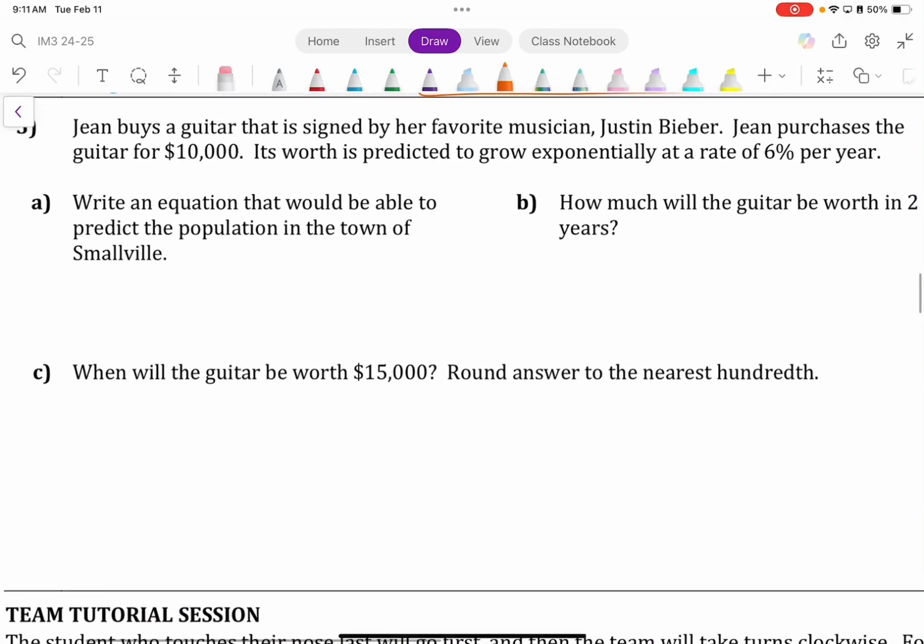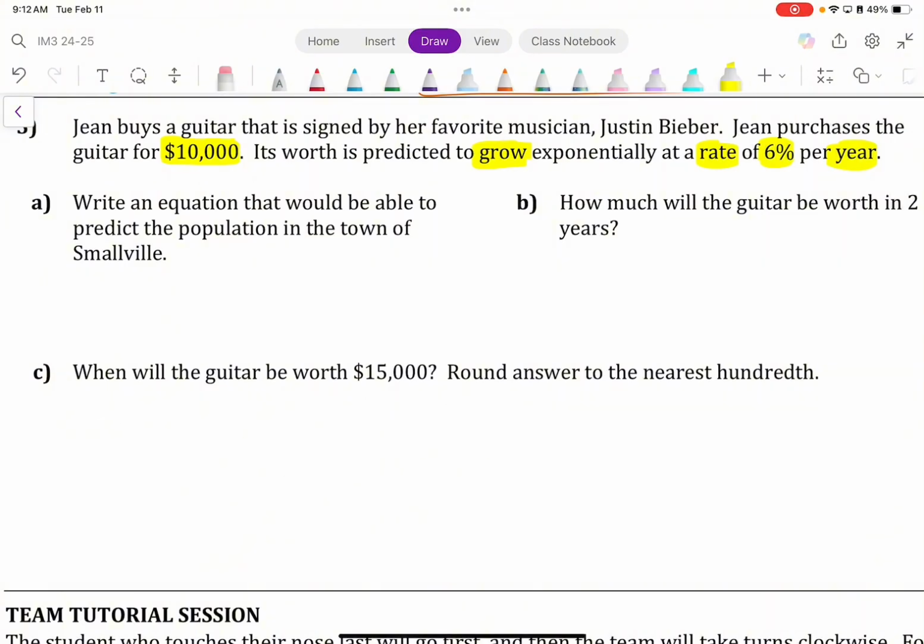It says Jean buys a guitar that is signed by Justin Bieber, and she purchases the guitar for 10 grand. It's predicted to increase exponentially at a rate of 6% per year. Don't know how true this is, but we'll go with it. So let's highlight important information here. A guitar that is originally worth 10 grand is predicted to grow at a rate of 6% per year. Those are the key words: 10,000, grow, 6% per year. That's going to let us know which function to use.